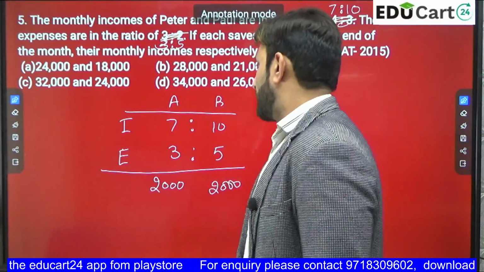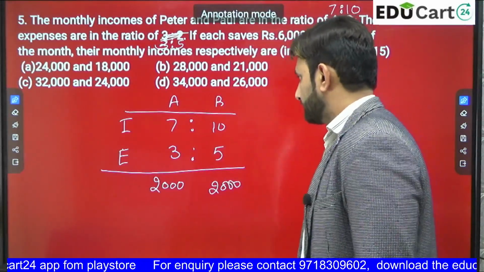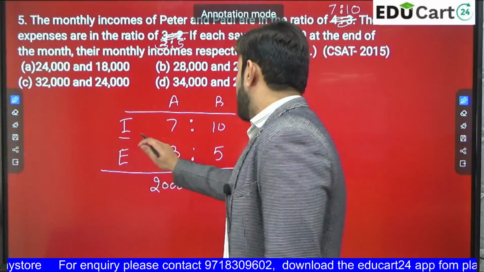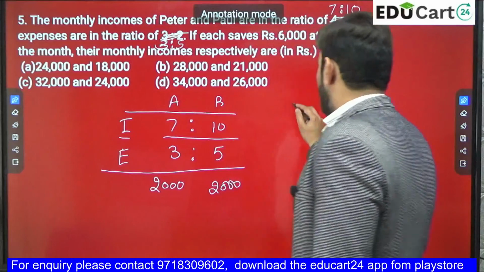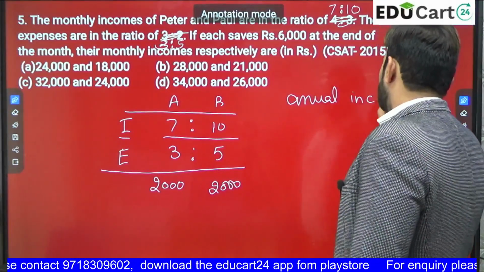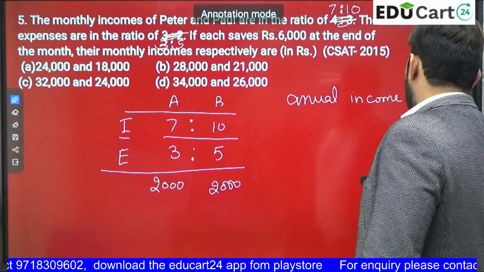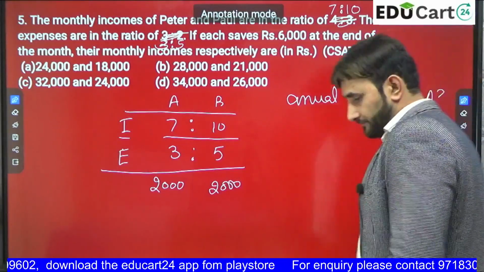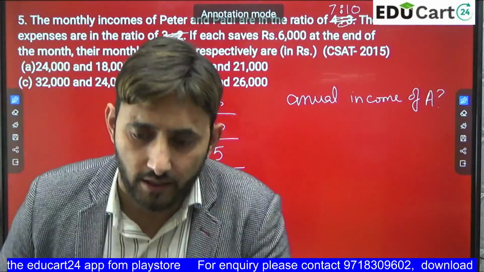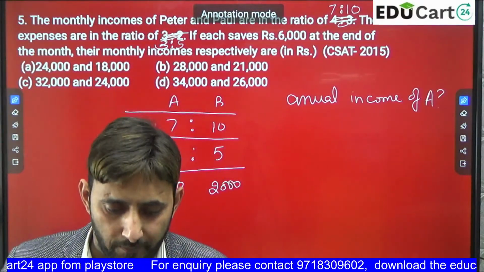In this case, what will happen? What will be their annual income? What will be the annual income of A? This is the question. Find A's annual income. Quickly reply.